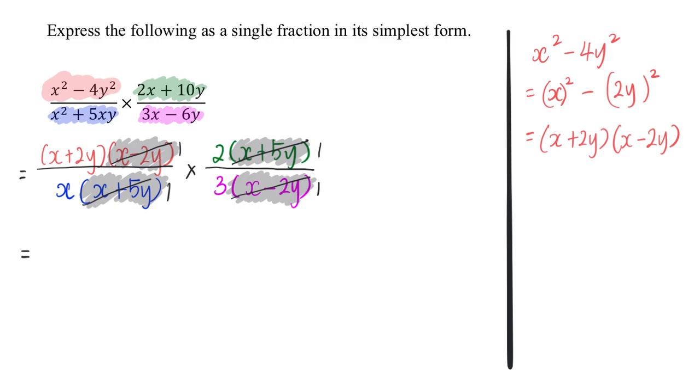And therefore, final answer, I would have my 2 times x plus 2y, 3 times x. And that will be the final answer for this problem.